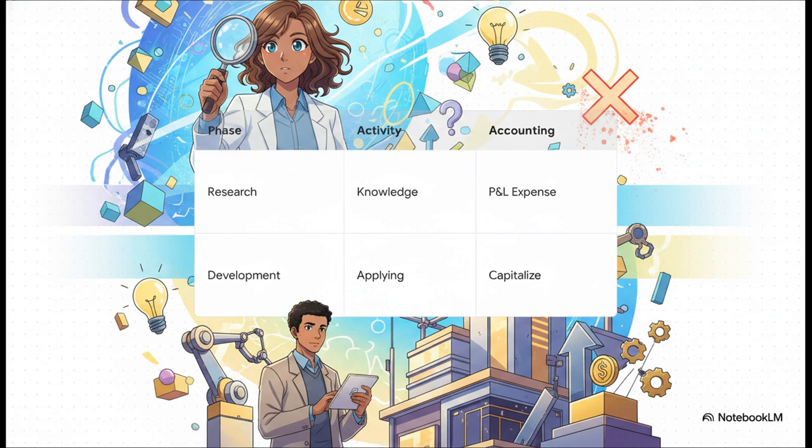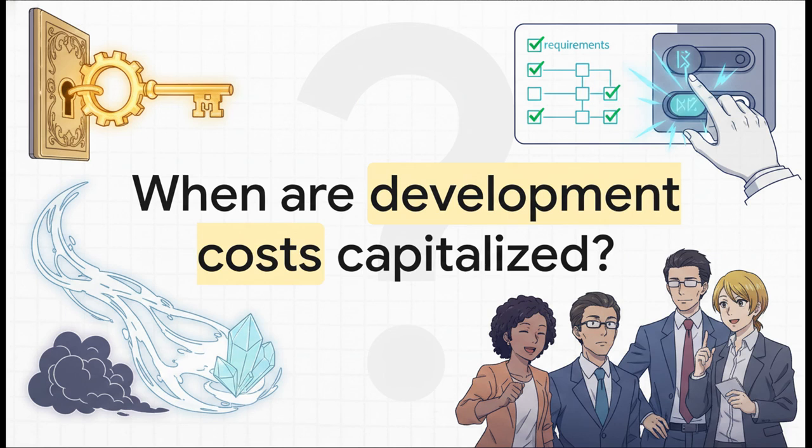But once you cross over into the development phase, you aren't just exploring anymore. You are actively applying that knowledge to a specific design or plan. And that is the phase that opens the door to capitalization, meaning you can finally start building an asset on your balance sheet. But hold on, you can't just capitalize your development costs the second you decide you're developing something. You have to definitively unlock the requirements. So how exactly do we know when to flip the switch?